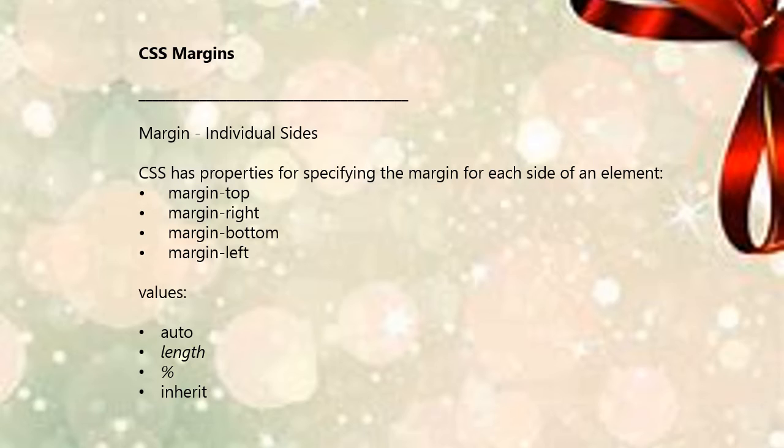All the margin properties can have the following values. Auto: the browser calculates the margin. Length: it specifies a margin in pixel, point, centimeter, etc. Percentage: specifies a margin in percentage of the width of the containing element. Inherit: it specifies that the margin should be inherited from the parent element.